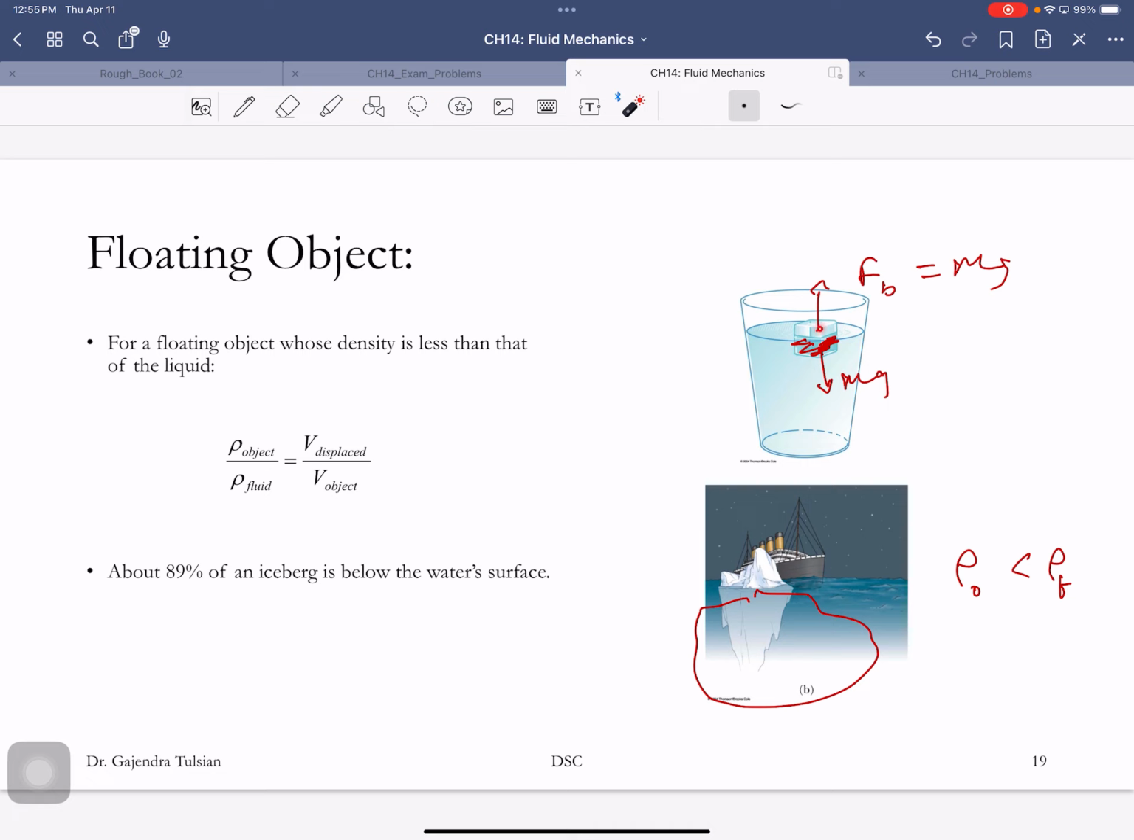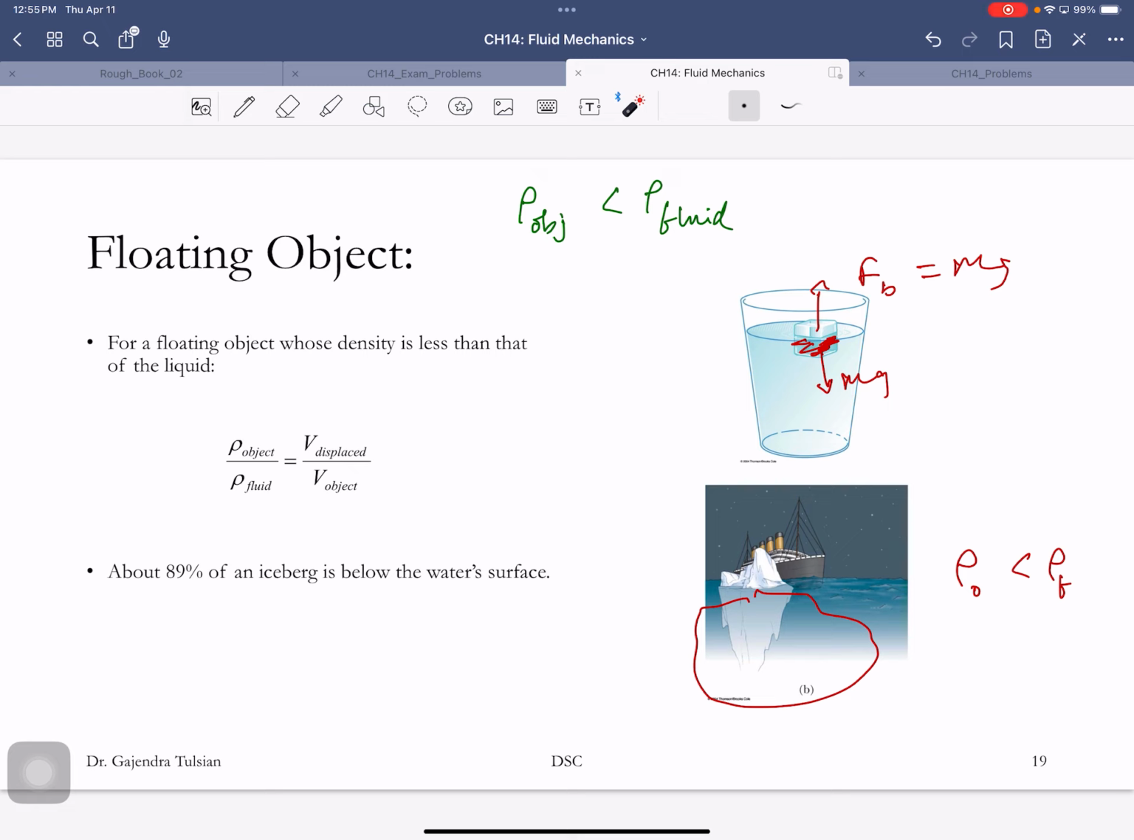So what this is showing you is a floating object. When an object floats, the buoyant force is equal to the weight of the object. And you see the buoyant force is equal to the weight of that much liquid that was displaced. For an object to float, the density of the object has to be less than the density of the fluid it's in. So that's the only time an object will float.